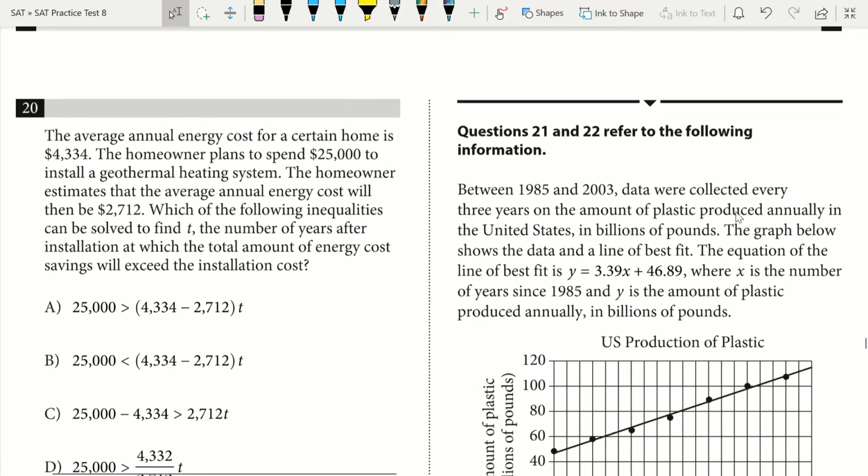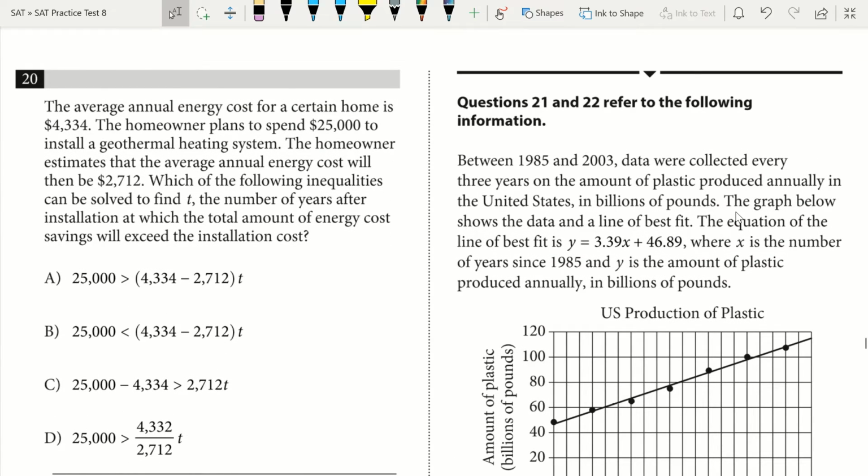Question 20. The average annual energy cost for a certain home is $4,334. The homeowner plans to spend $25,000 to install a geothermal heating system. The homeowner estimates the average annual energy cost will now be $2,712. Which of the following inequalities can be solved to find T, the number of years after installation at which the total amount of energy cost savings exceeds the installation cost? Okay, so that means our installation cost, which is $25,000, has to be less than our savings. So anything saying that 25,000 is greater than something, I can get rid of.